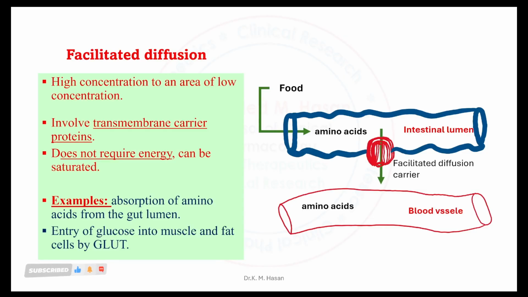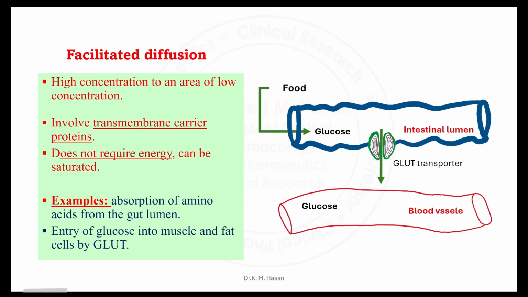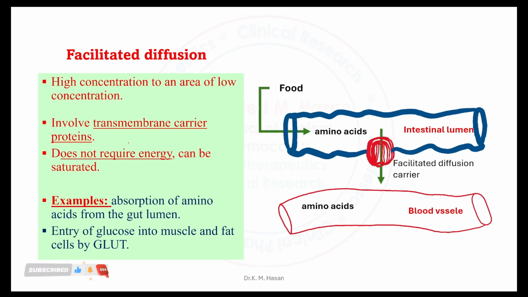The second mechanism of drug transport through biological membrane is facilitated diffusion. As you can see here, the medication moves from high concentration to low concentration. The requirement for this process is that the medication involves a carrier, a transmembrane carrier, and this process does not require energy. This is an important one here. So number one, from high concentration to low concentration. Number two, this process requires a carrier. And number three, this process does not require energy. Examples are transfer of amino acids and transfer of glucose.